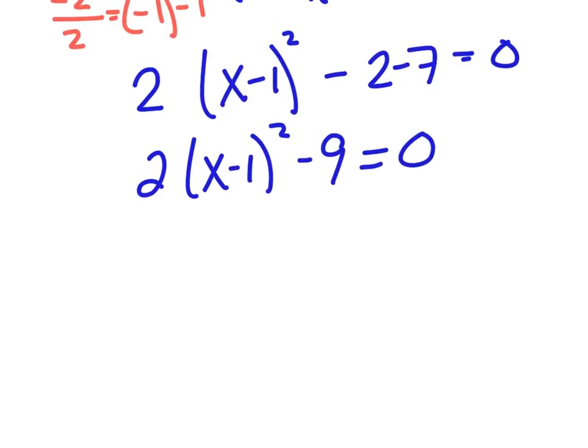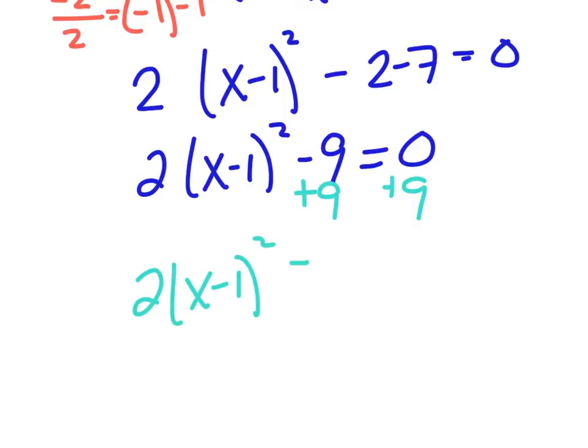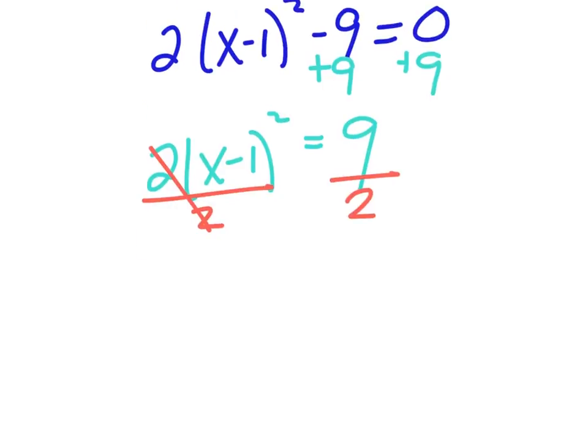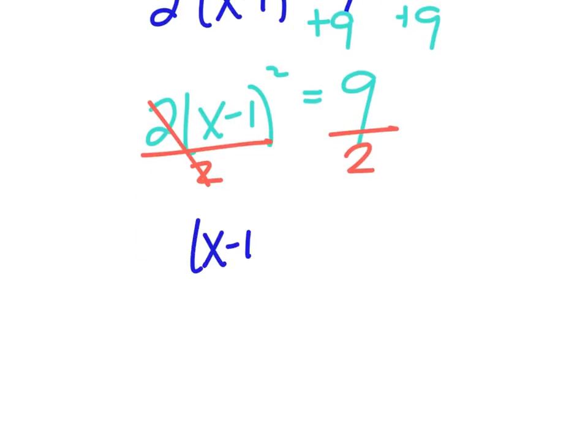Okay, so again, if they asked for the vertex, I would say it's positive 1, negative 9, and this 2 is making it narrow, remember? But they don't. They want me to solve for x, so my goal is to get this term by itself. So I'm first going to add the 9 over. So 2(x - 1)² = 9. I can't square root until this term is by itself, so now I'm going to divide by 2. So I get (x - 1)² = 9/2.